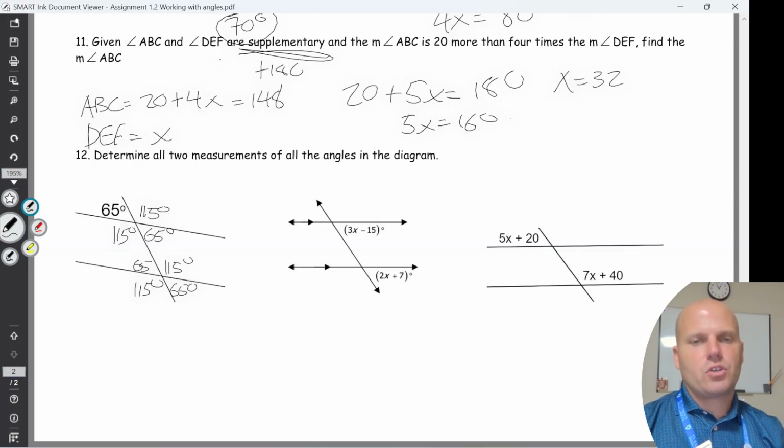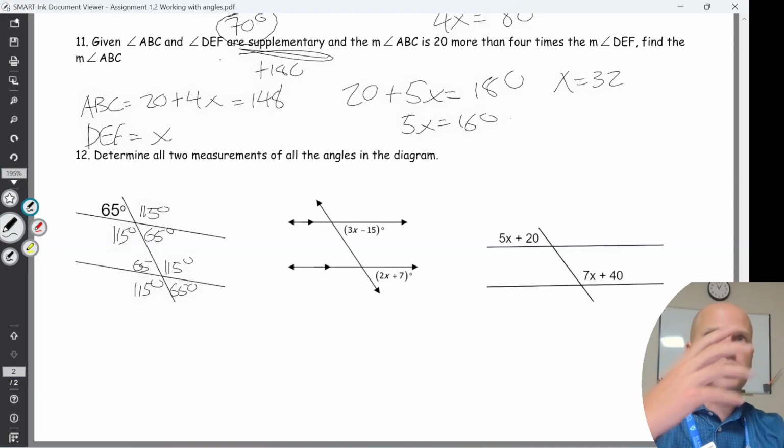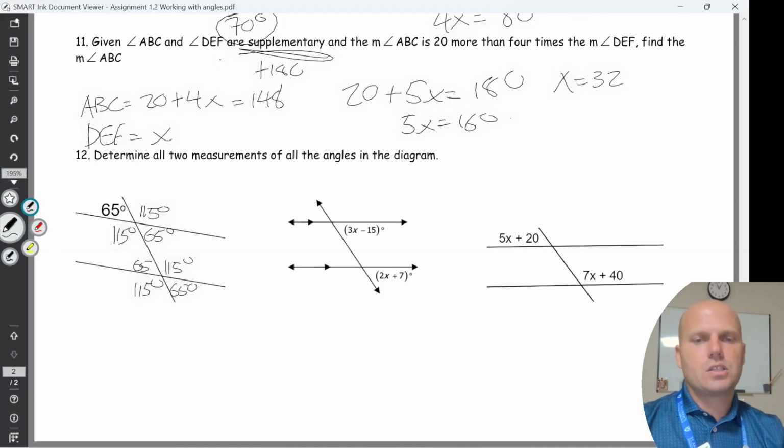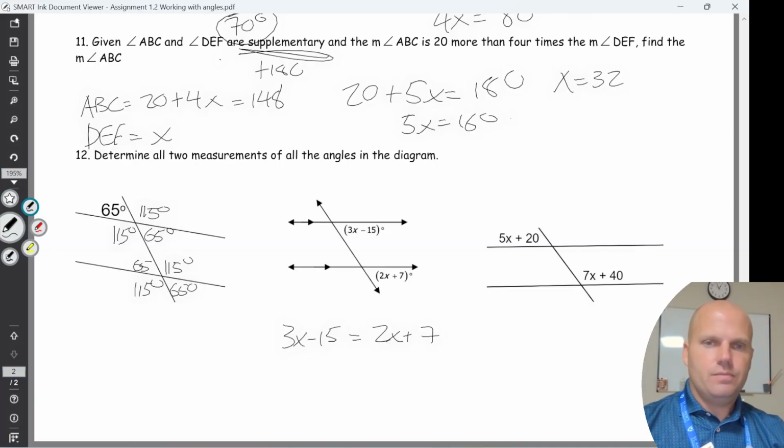In the next picture, we see two parallel lines cut by a transversal, and there are two angles in a corresponding location, just like at the different lines. One is 3x minus 15, and the other is 2x plus 7. Those angles have to be equal because they're in a corresponding position. It's like a pasted image. So we can solve the equation 3x minus 15 equals 2x plus 7. I get x equals 22.